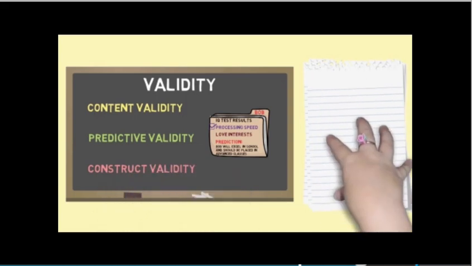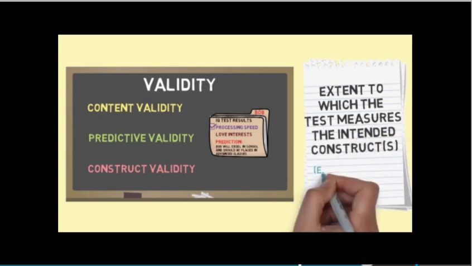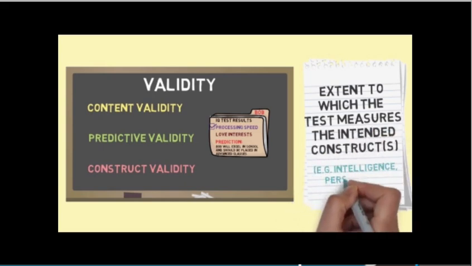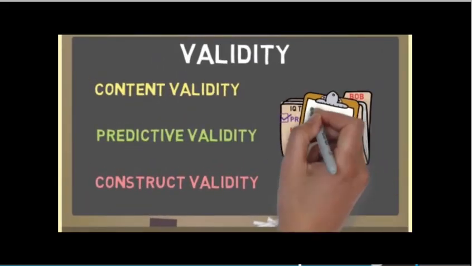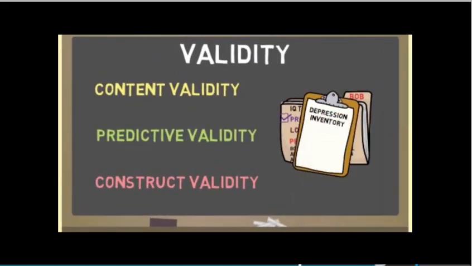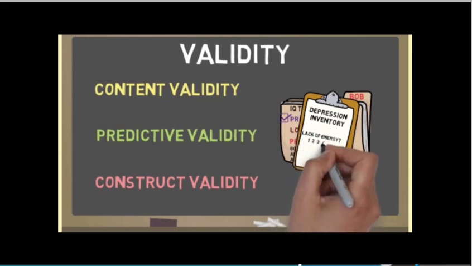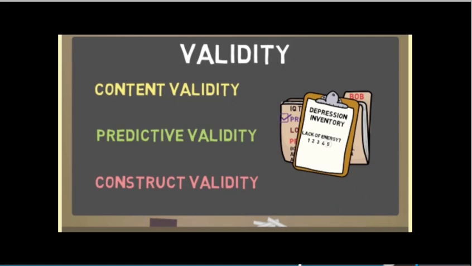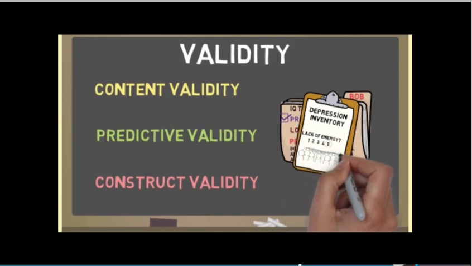This is a measurement of the extent to which the test measures the intended constructs, like intelligence, personality, and depression. If we have Bob take this self-report depression inventory, how accurately will it measure the construct of depression? More importantly, how accurately will it measure depression if I administer it to 1,000 patients? The results of such an inquiry would determine the test's construct validity.